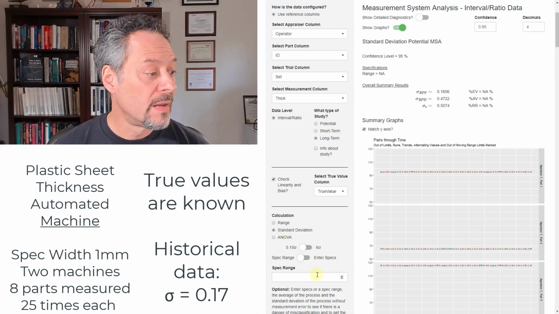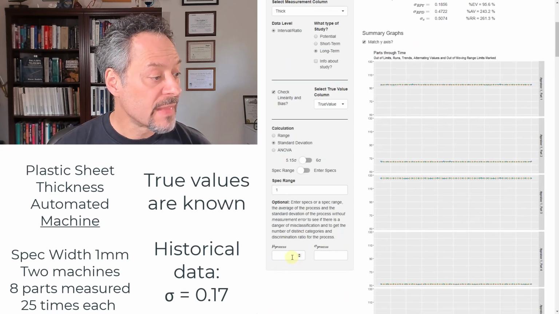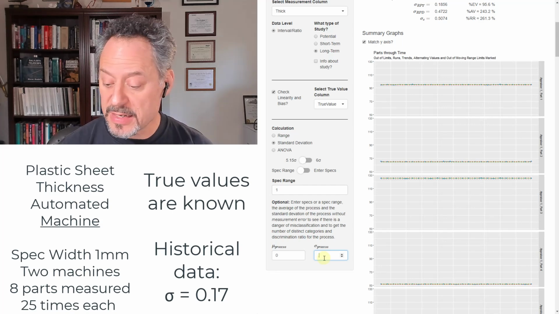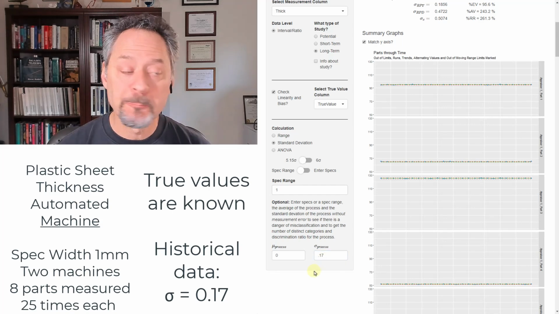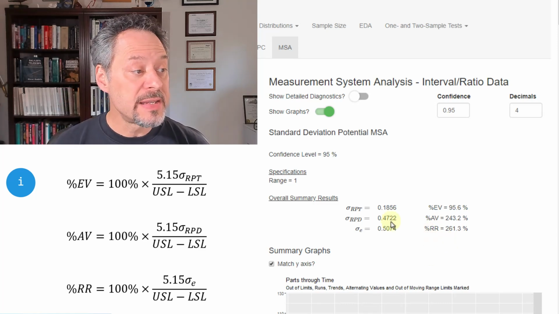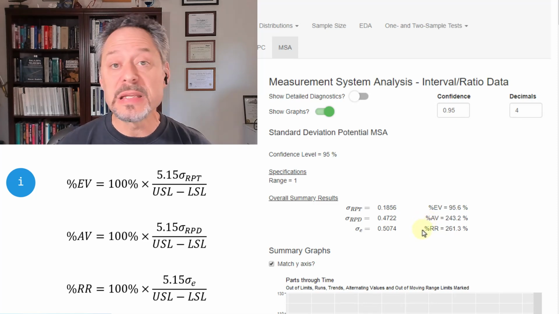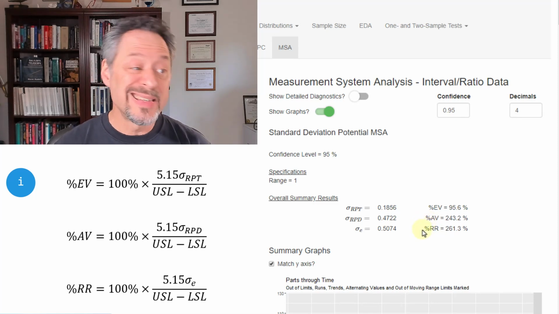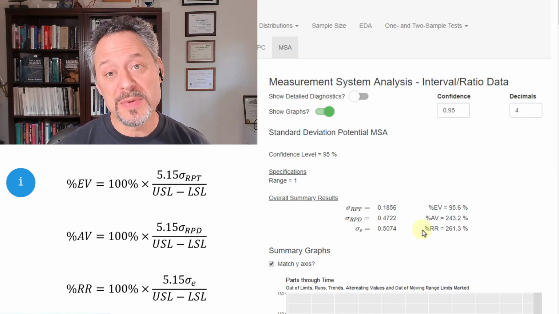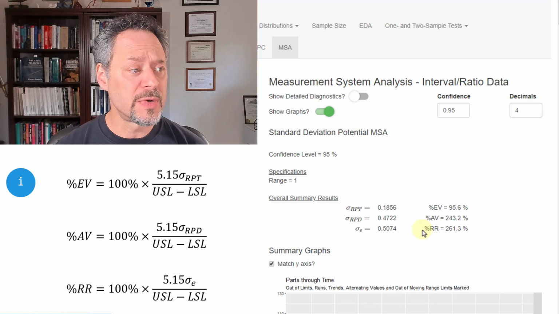Okay. And the spec range was 1 millimeter. And whatever our overall average was, we know that the standard deviation was 0.17. Okay, so let's take a look. And we can already see, looking at the summary results, that we're going to have a problem. So my overall variability of the measurement system itself is 261% of the width of the spec. So I already know I've got an issue here. I'm going to try and figure out maybe what that issue is.